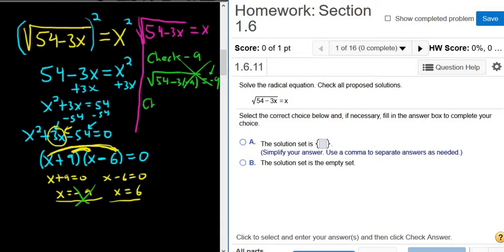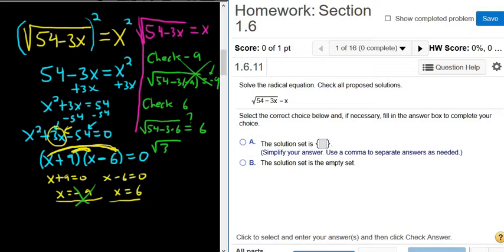Let's check 6. So we have square root 54 minus 3 times 6, and that should be equal to 6. That's the question. So 3 times 6 is 18. And then 54 minus 18 is 36.